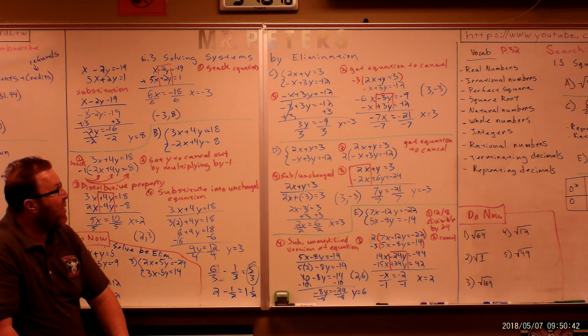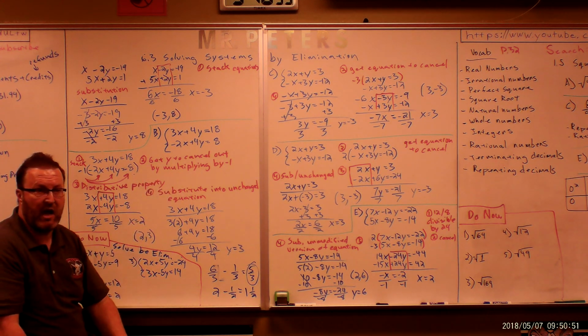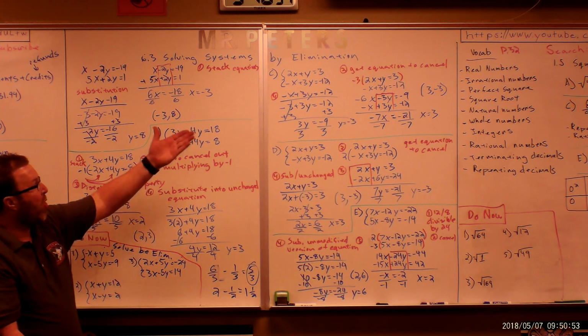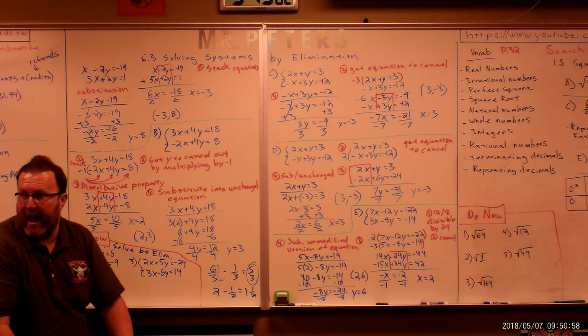Now we've got 2x plus y equals 3, and negative x plus 3y equals negative 12. There's no real clear-cut way to solve this one, right? Nothing really jumps out at us. Our y's are different, and our x's are different, right? It doesn't matter. Just pick one and start going, okay?